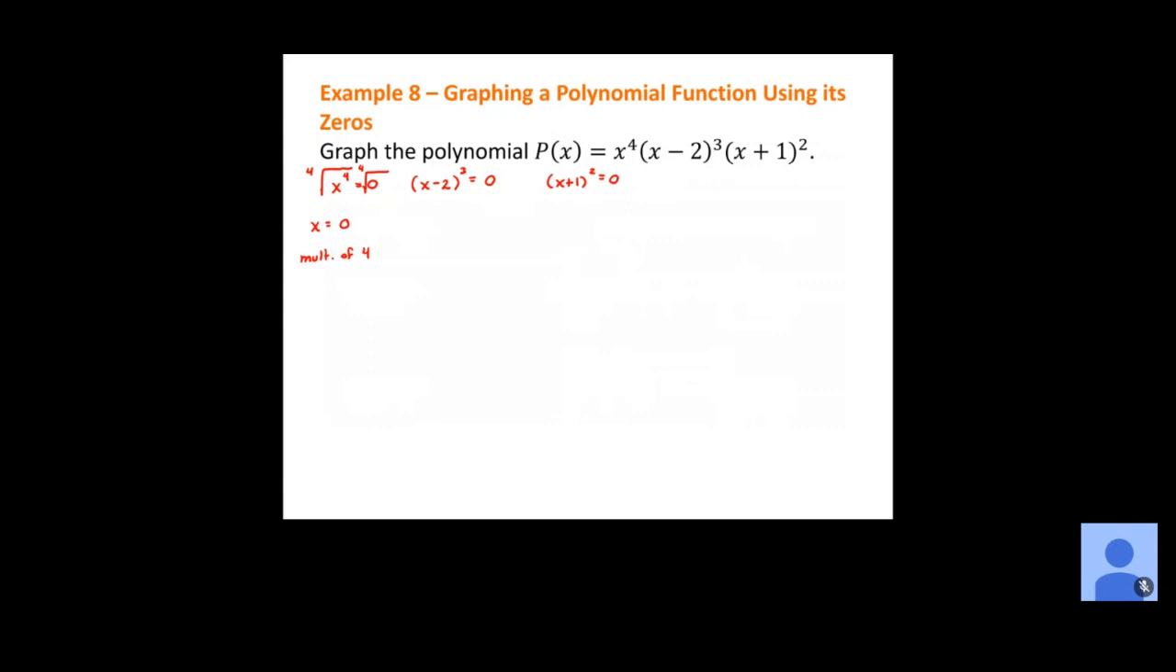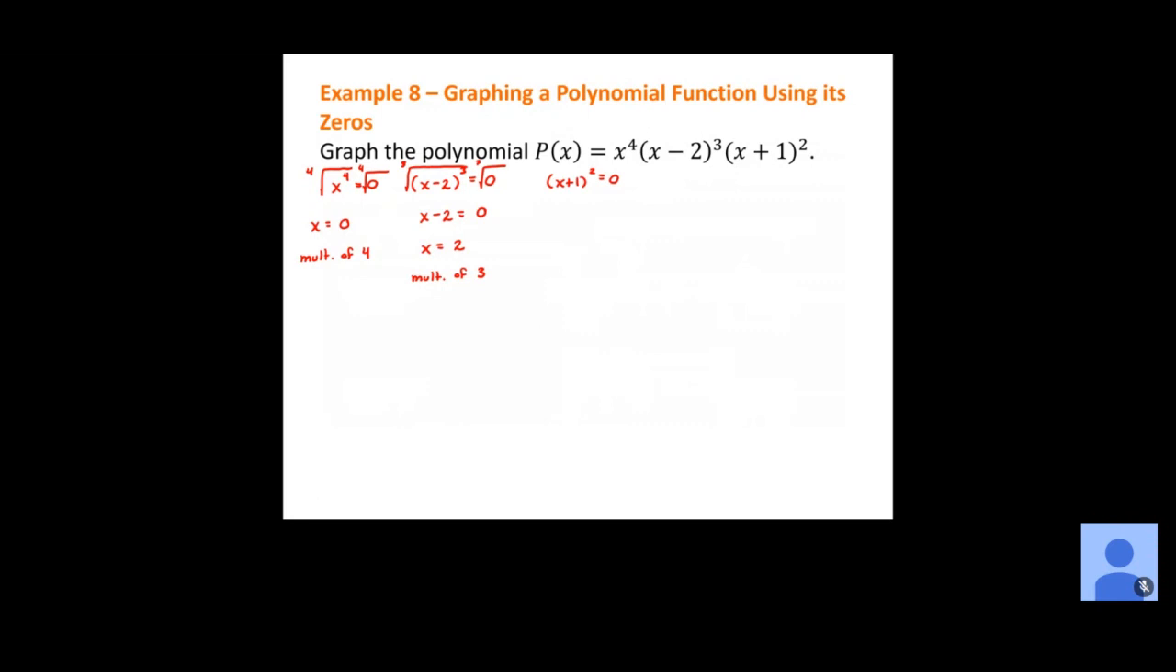Now the next one, my first step to get x by itself is to take the cube root. Again, the cube root of 0 is just 0, so we're left with x minus 2 equals 0. Add 2, x equals 2. But again, we need to talk about the multiplicity here. Because it was x minus 2 to the 3rd power, our multiplicity this time is 3. So whatever the exponent is on your factor, that tells you its multiplicity.